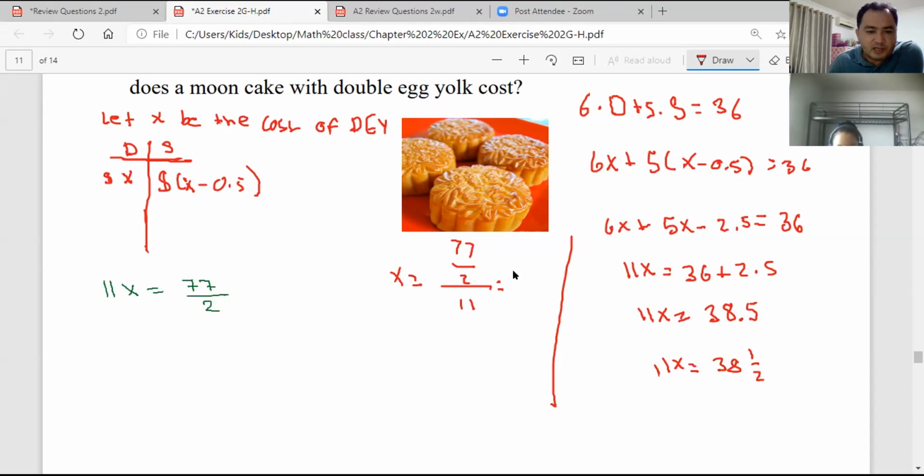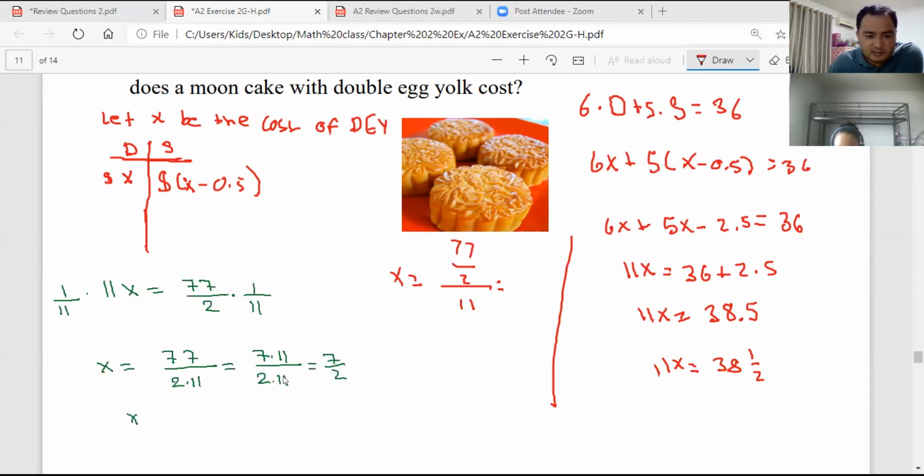Now, how can I eliminate this 11 from the left-hand side? I should multiply both sides by 1 over 11. Multiplying by the same number, 1 over 11 times 11 is 1. We have only x left here. 77 times 1 is 77, over 2 times 11. If you write it like this, we can simplify much faster: 7 times 11 over 2 times 11, 11 over 11 is 1, it is 7 over 2.